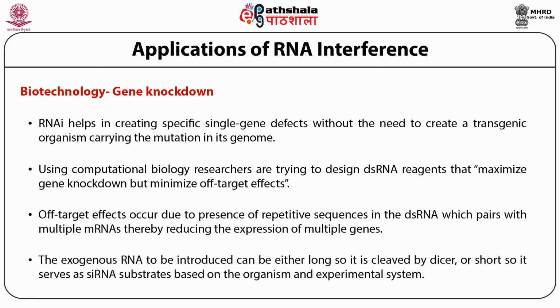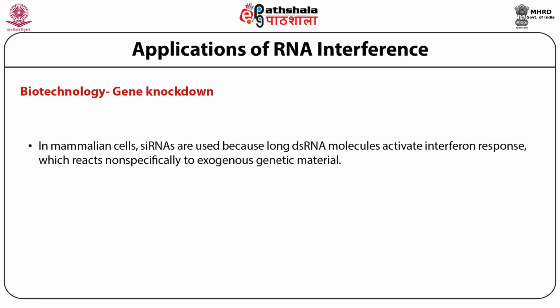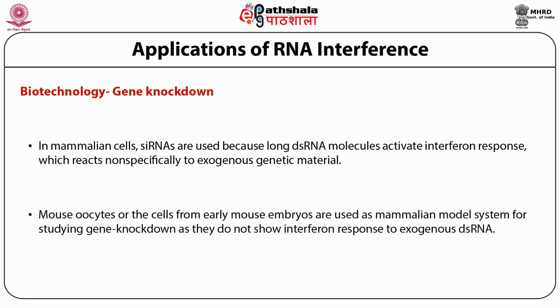The exogenous RNA to be introduced can either be long, so it can be cleaved by the enzyme dicer, or it can be short, so it serves like an siRNA substrate, based on the organism and the experimental design. In mammalian cells, the siRNAs are used because long double-stranded RNA molecules activate interferon response, which reacts non-specifically to exogenous genetic material. The mouse oocytes or the cells from early mouse embryos are used as mammalian model system for studying gene knockdown, as they do not show interferon response to exogenous double-stranded RNA.